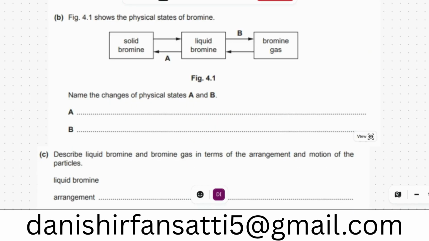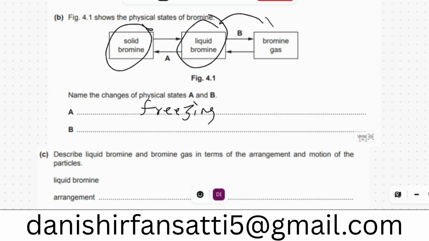Now the next question is bromine. It shows the physical state of bromine. Name the change of physical state from state A and B. A is from liquid to solid. Liquid to solid is called freezing. And B is from liquid to gas. That is boiling. That is 1 or 2 marks here.